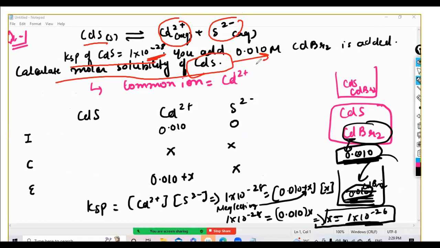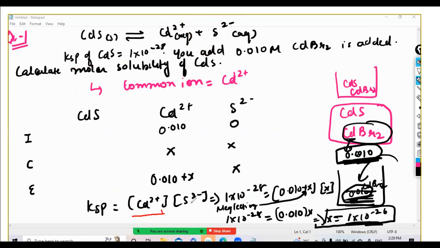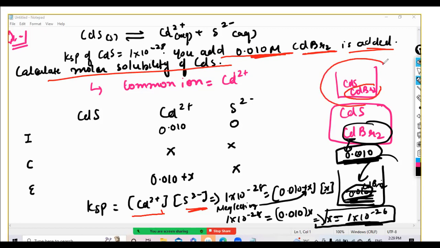So we will go ahead and write the Ksp expression. This is how it looks for this one, with Cd2+ and S2-. Now what is happening here? You add 0.010 mole of CdBr2, and then you want to calculate the molar solubility of CdS. So you have the solution in which there was CdS, and then you introduce CdBr2, and for this solution you want to find the molar solubility.